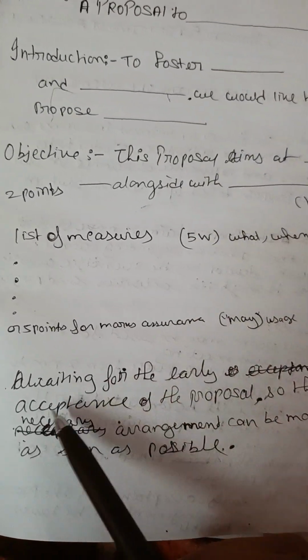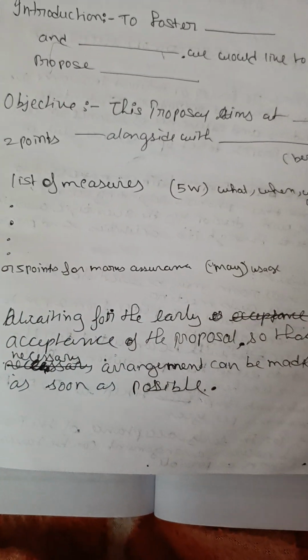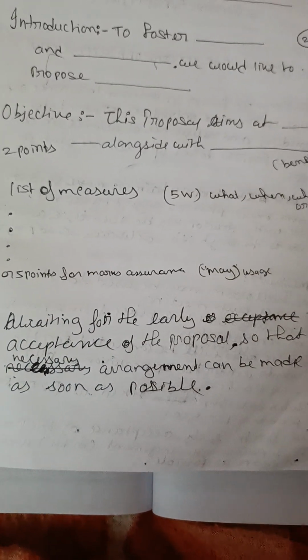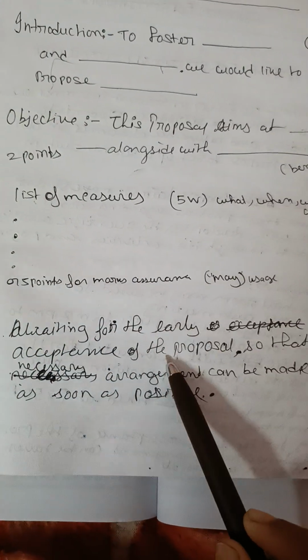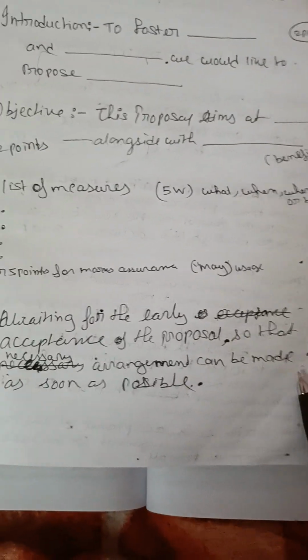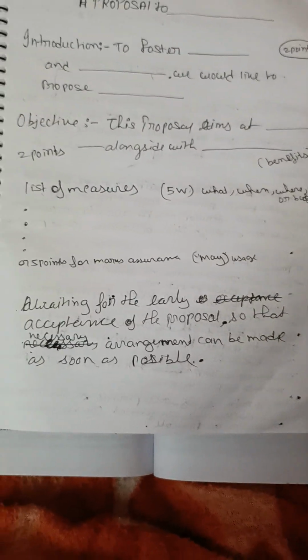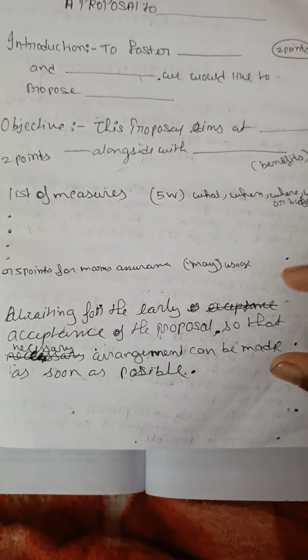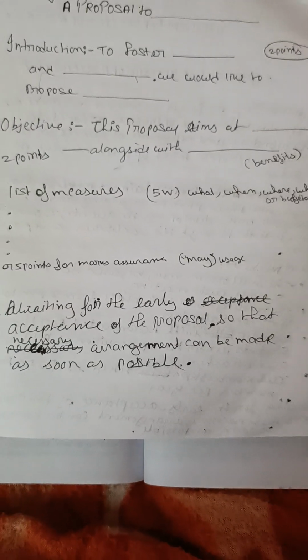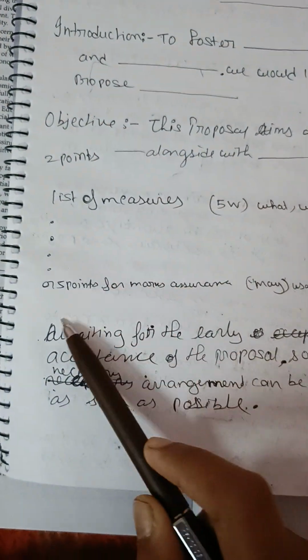Okay, and then you're gonna write this particular thing, that is the conclusion, and you can just copy paste this, nothing is there. Awaiting the early acceptance of the proposal so that necessary arrangements can be made as soon as possible. Okay, you can just copy and paste. Ditto, just remember this, learn this, and then just paste it in the conclusion part. And you do not have to write the word conclusion here.